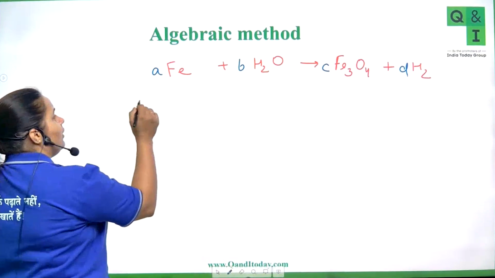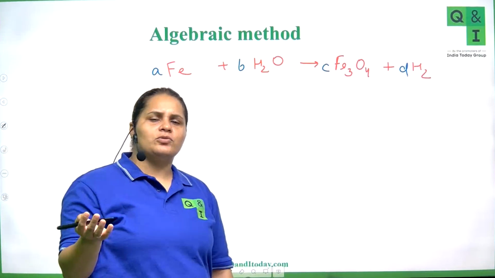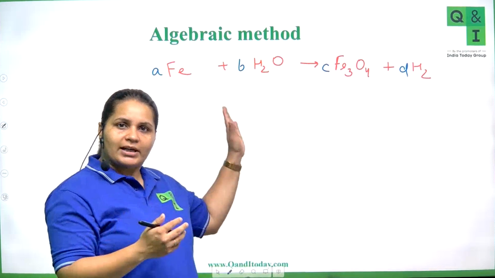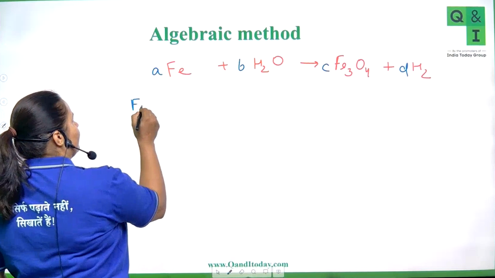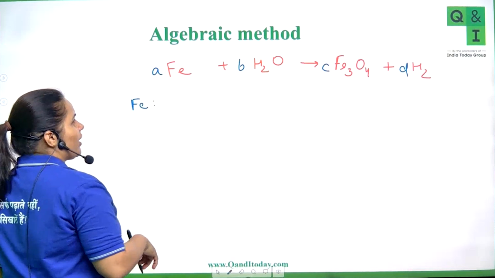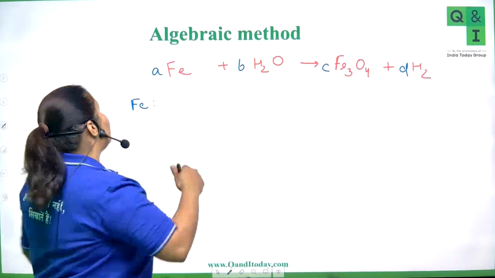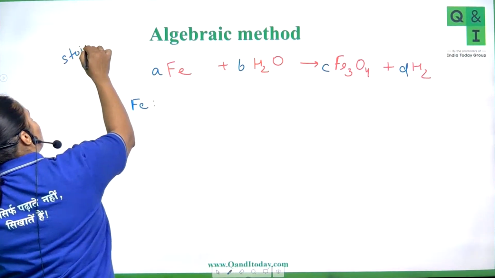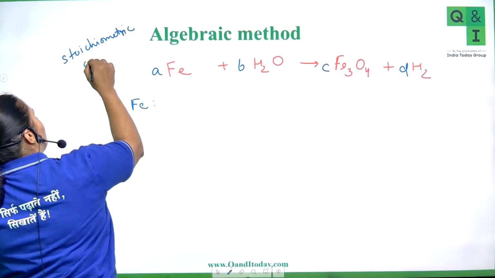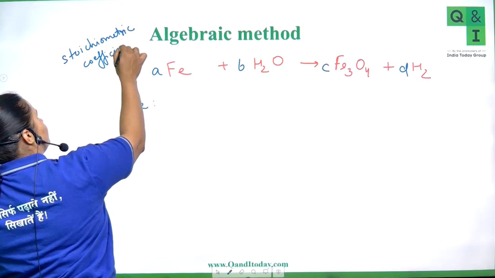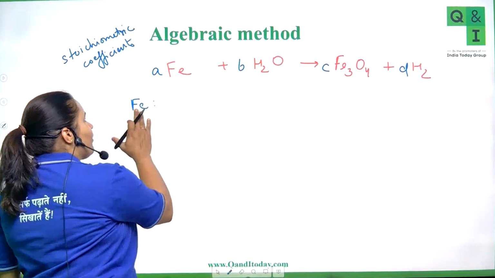Fine. Now I'm going to use the law of conservation of mass, or simply I can say the law of conservation of atoms. So the number of atoms for each element should be the same on both sides. So first I'll pick iron. One thing more, A, B, C, D, whatever we wrote, are known as stoichiometric coefficients. Do remember.